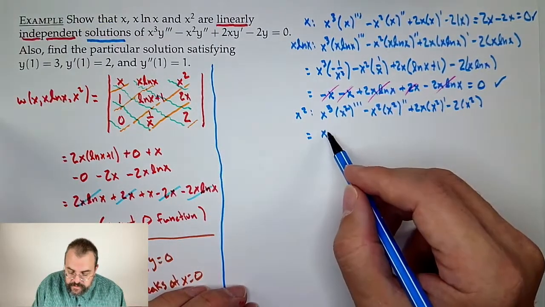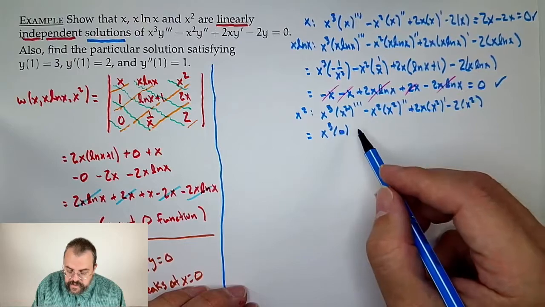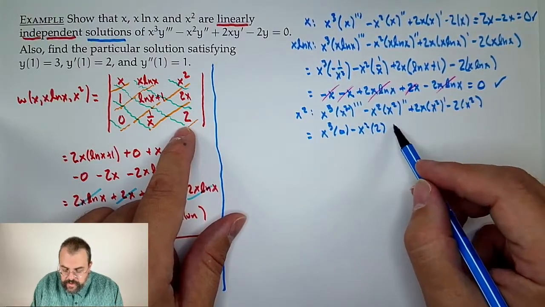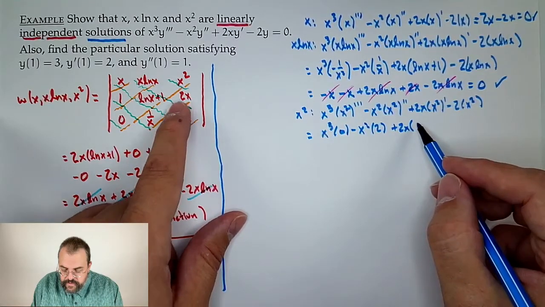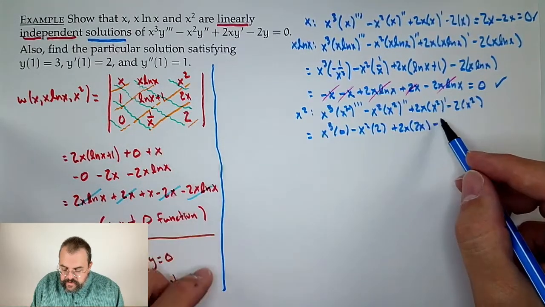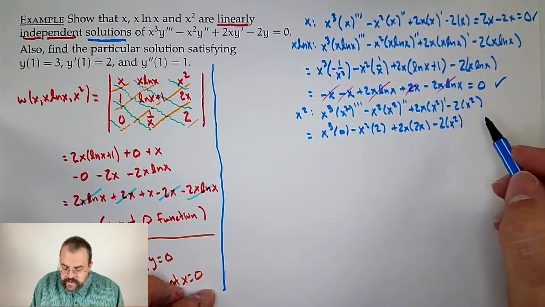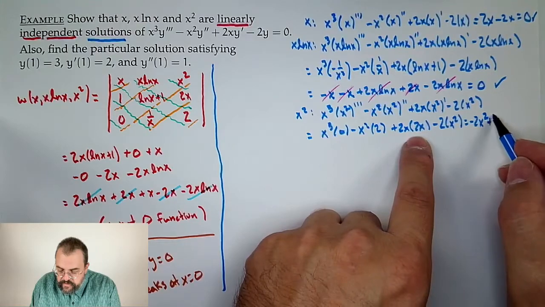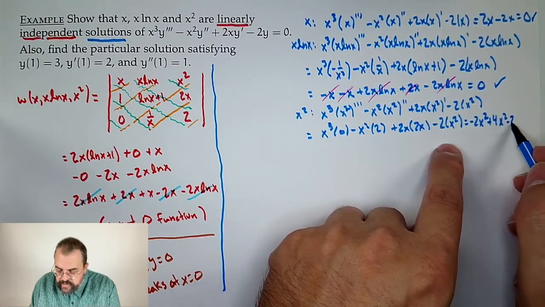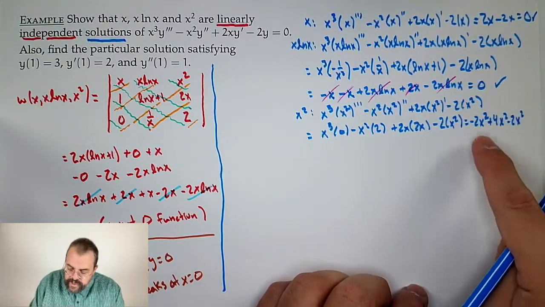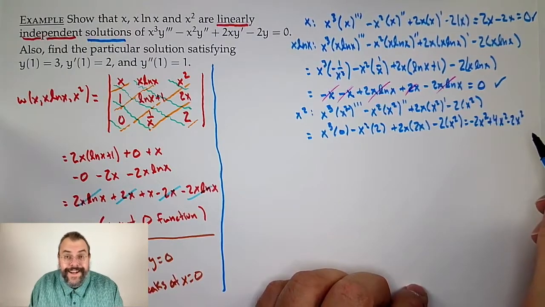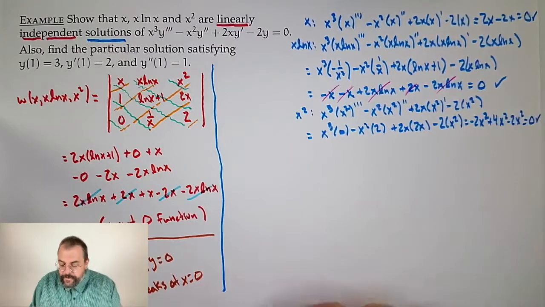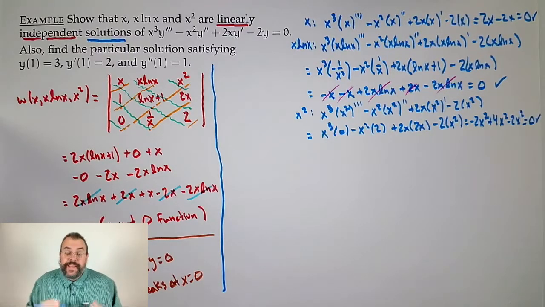So we have x cubed times 0, minus x squared times 2, plus 2x times 2x, and then minus 2 times x squared. Well, that'll be minus 2x squared plus 4x squared minus 2x squared. And we have minus 2 plus 4 minus 2. Yes, again, 0. Well, of course, we should have expected it.